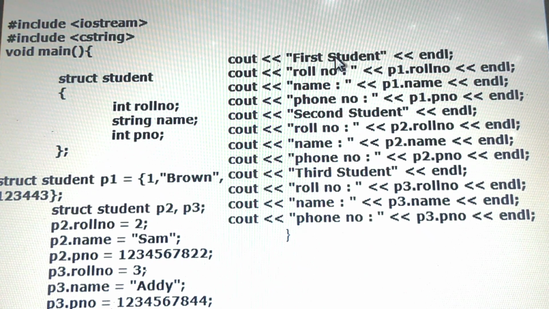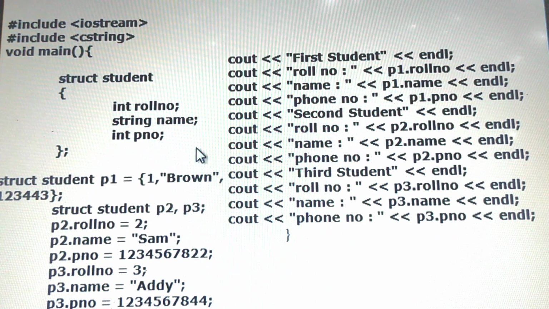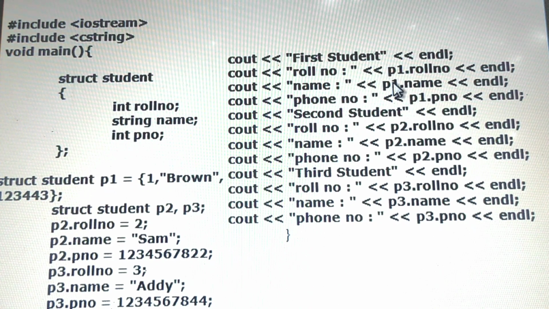First title, first student. Then print the details one by one: roll number, name, phone number, P1 dot roll number. Which object have we used for the first student? P1. That is P1 dot roll number, P1 dot name, P1 dot number. Second student is which object? P2. Give the P2 with the structure member. Then P3 with the structure member.